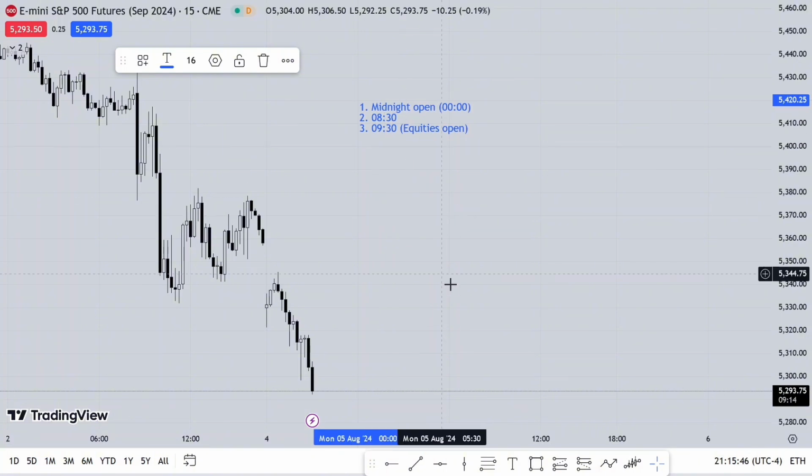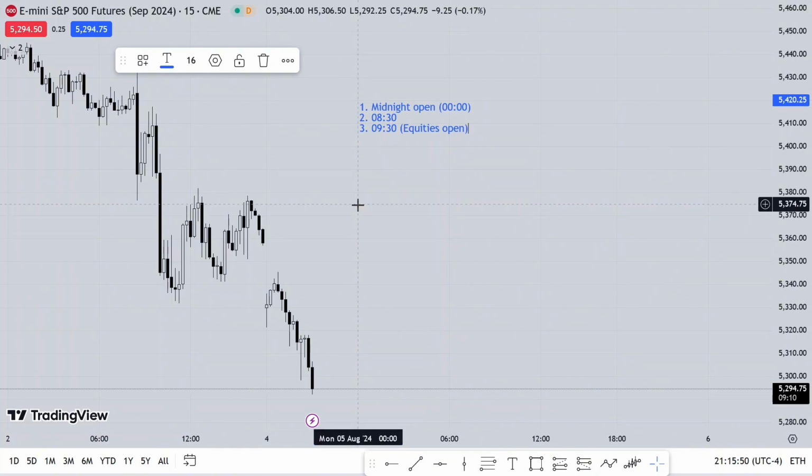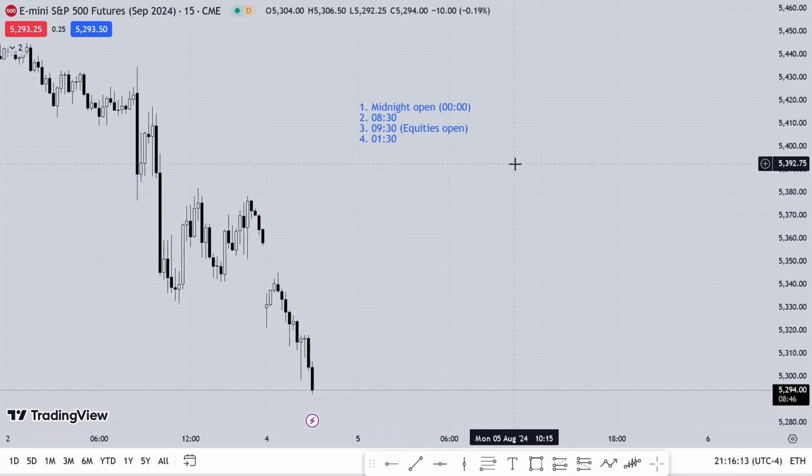I'm trying not to add the afternoon session because we are more focused on the morning session in this mentorship. But let's just add it. For the afternoon session, we have the 1:30 p.m. afternoon opening price. So these are the standard opening prices.